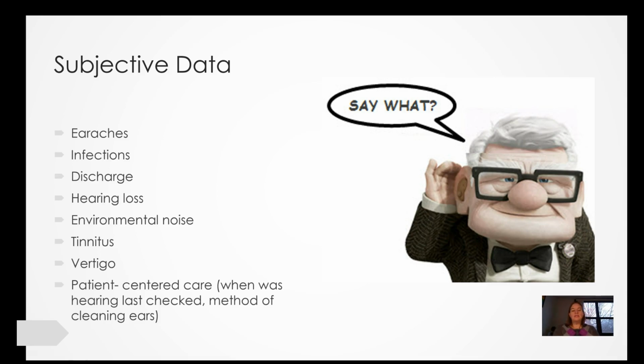Okay, you can ask all the nice little patient-centered care questions like, when was your last hearing test? What is your method of cleaning your ears? And again, we should provide that education to the patient that you should not be cleaning your ears with anything smaller than your elbow.